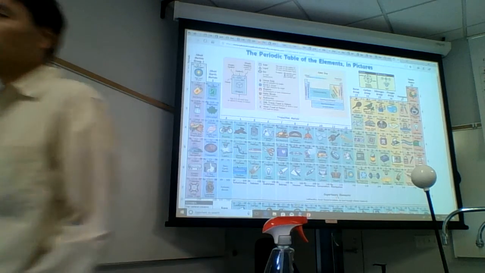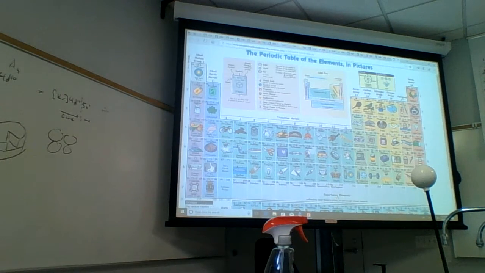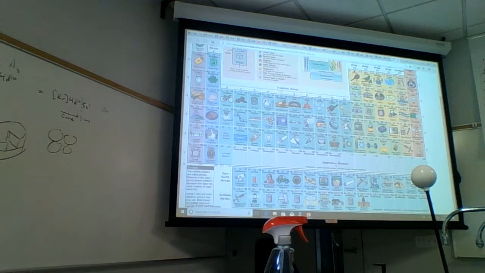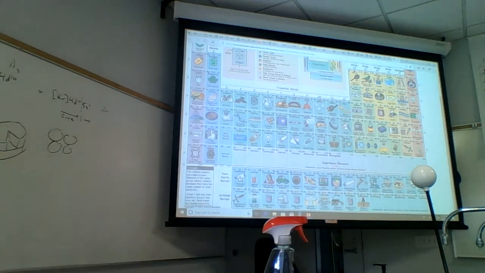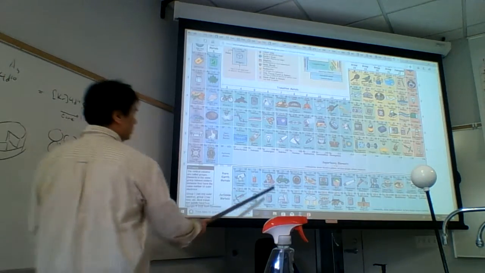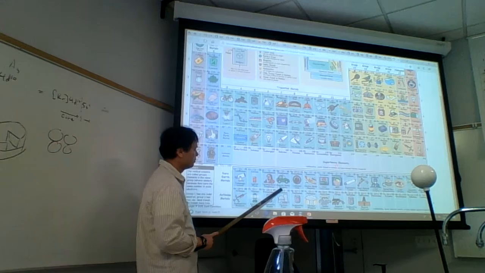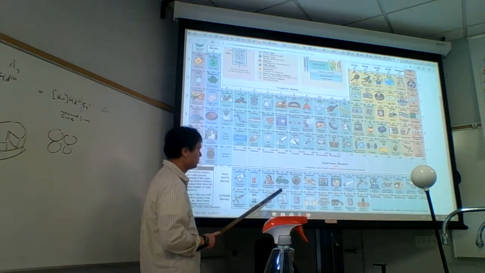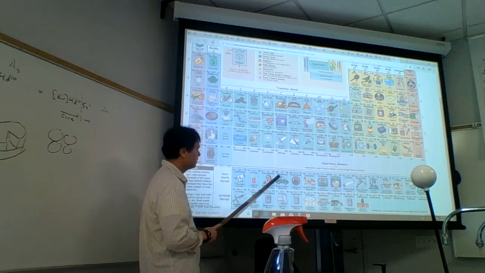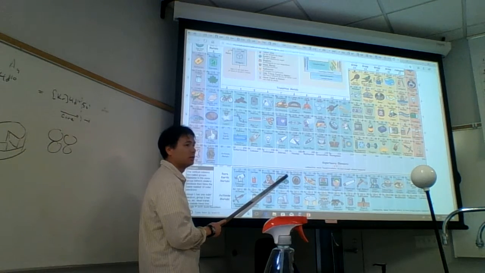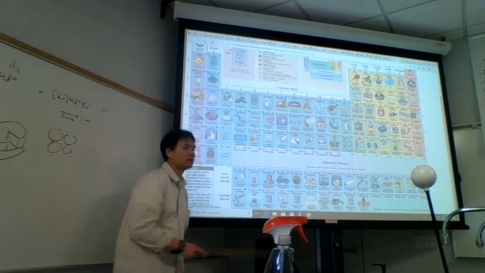Well, let's try to do the electron configuration for neodymium. Neodymium is used in powerful magnets, electric motor magnets. Neodymium is element number 60. What is the electron configuration for neodymium?